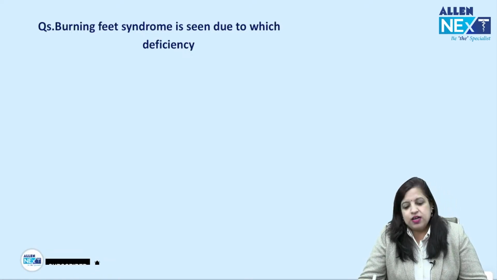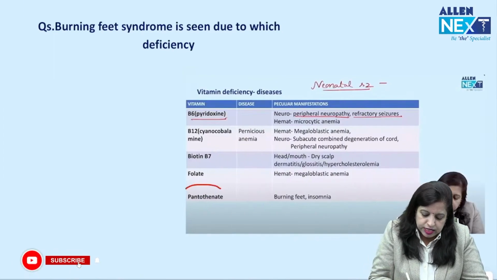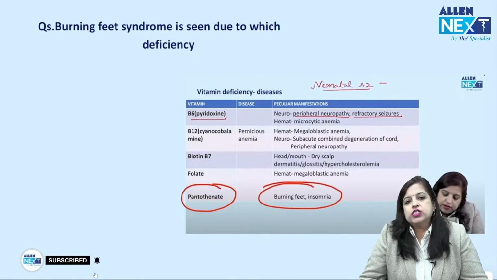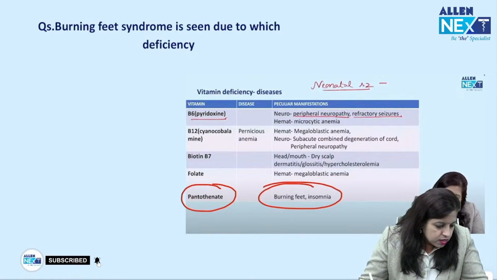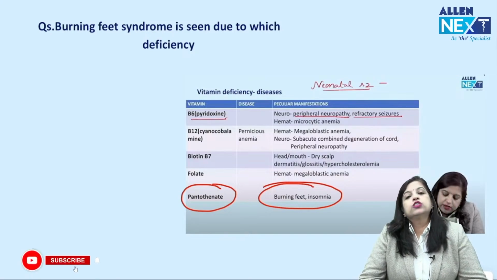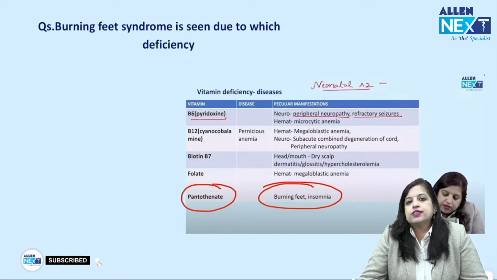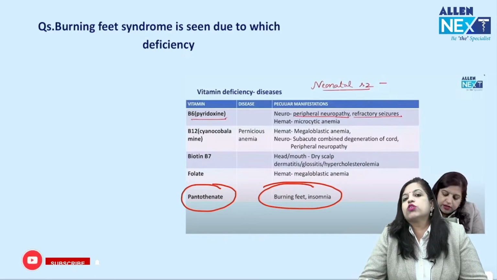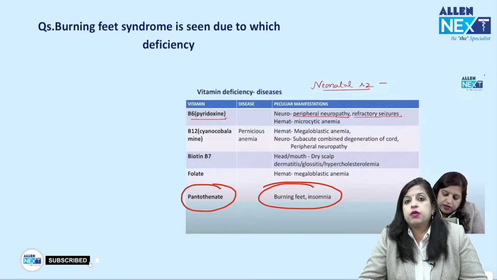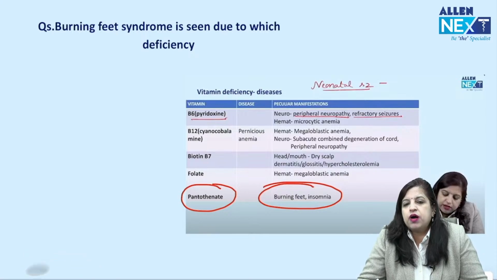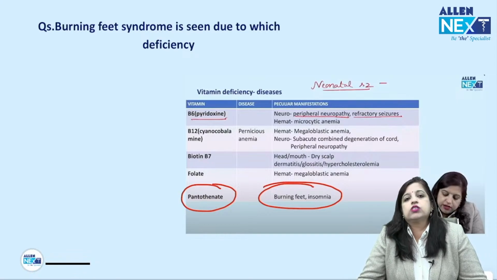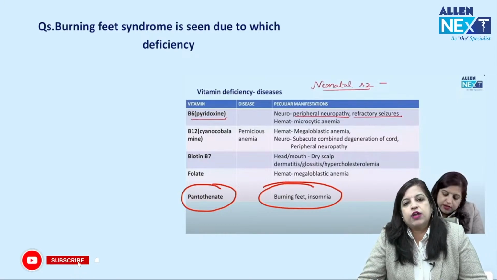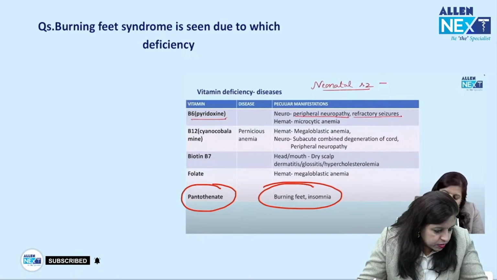So if burning feet syndrome came, this is because of pantothenic acid deficiency, or as we all know, vitamin B5 deficiency. Then tryptophan was also asked. If it was asked from what niacin is manufactured, it is manufactured from tryptophan in the body. But remember, 60 parts of tryptophan are needed to make 1 molecule of niacin, so it is not a very efficient manufacturing in the body. Some say it came, some say it did not.